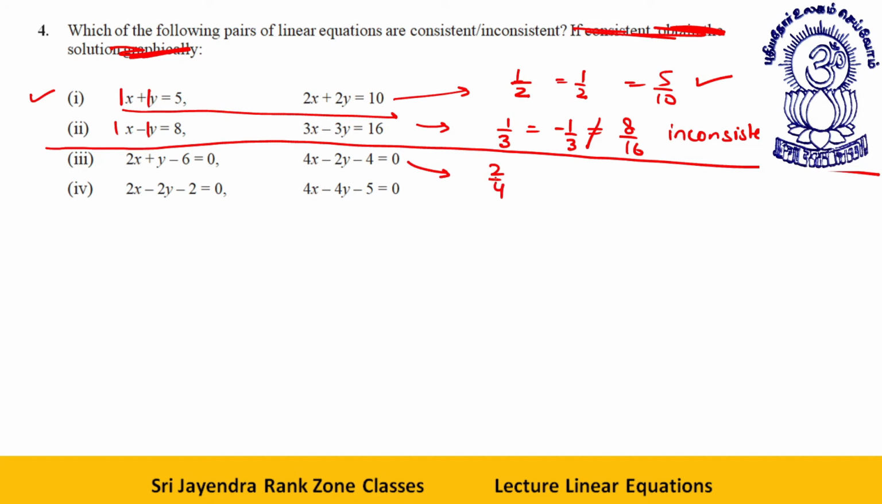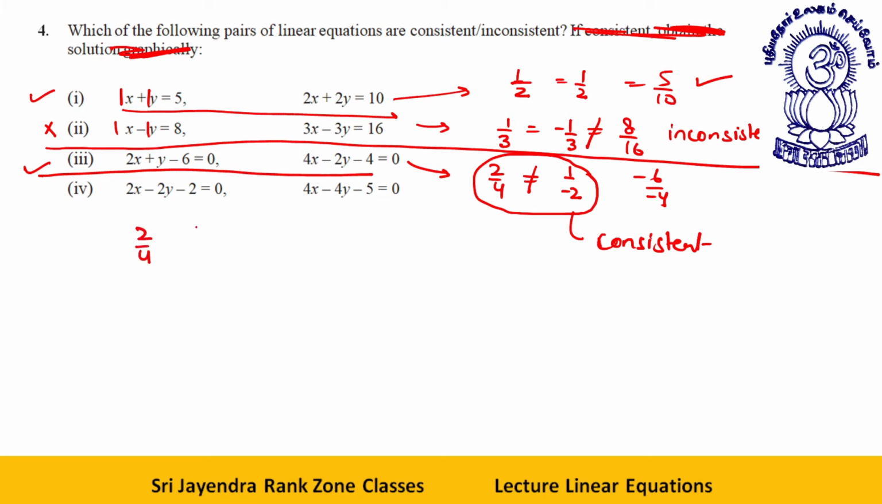Next one is 2 by 4. 2 by 4 is positive, then 1 by minus 2, then minus 6 by minus 4. First of all, this is not equal to this. The moment you see 2 by 4 and 1 by minus 2 not equal, this is consistent. This is consistent and unique solution. Okay, this is also consistent.